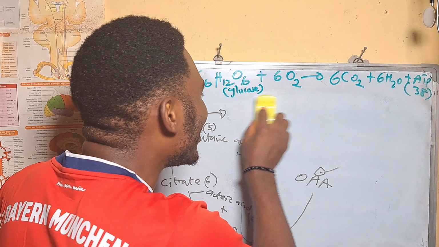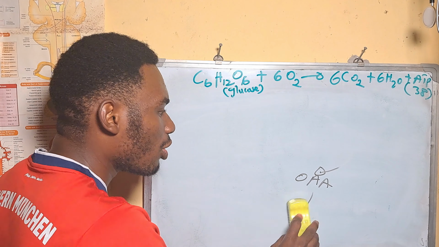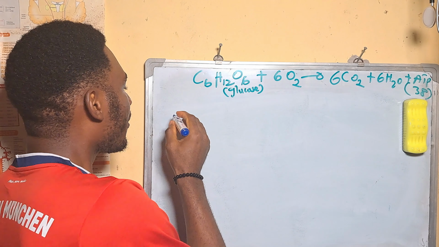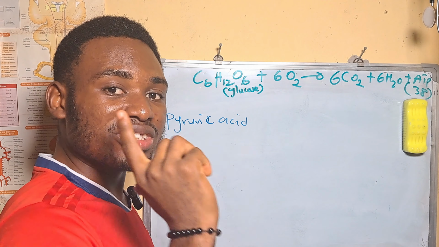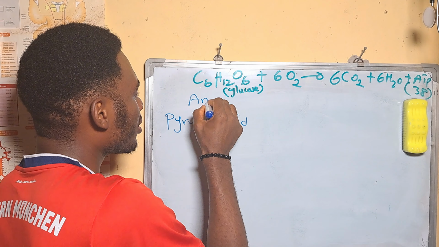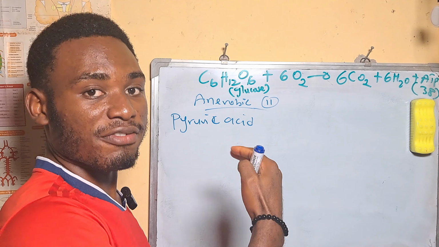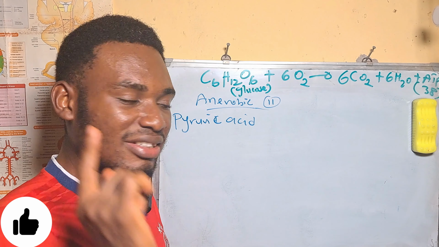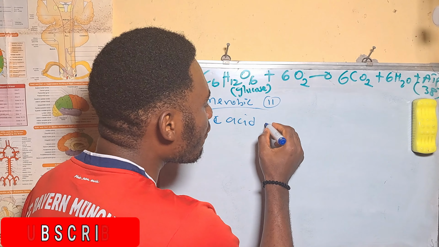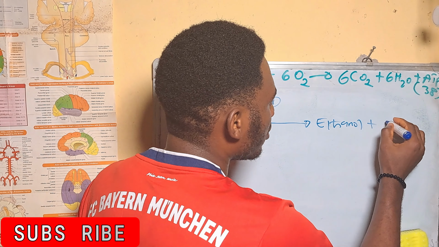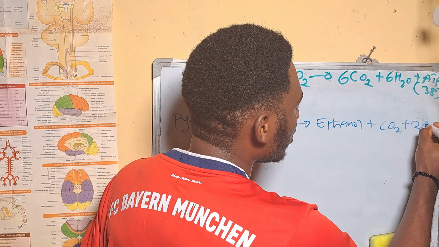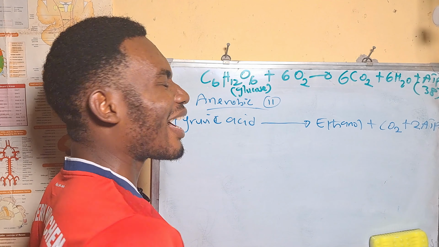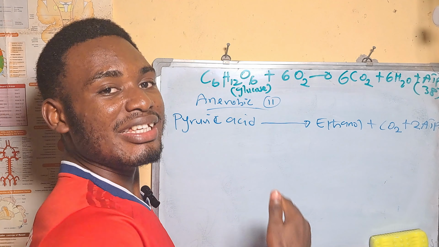So what happens if the cell is anaerobic, when the cell does not have much oxygen? This is the anaerobic part of stage 2; we just finished the aerobic part. The pyruvic acid that we got from stage 1 can go further to form ethanol plus CO2 plus 2 ATP. This is what they call alcoholic fermentation, which you basically see in yeast cells.